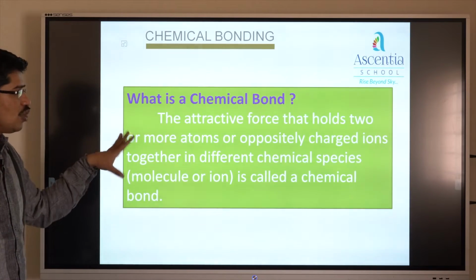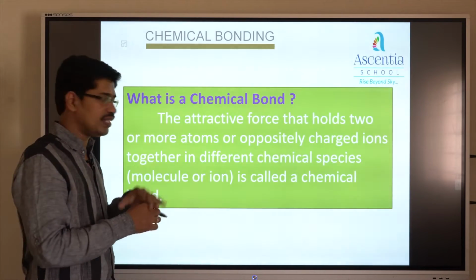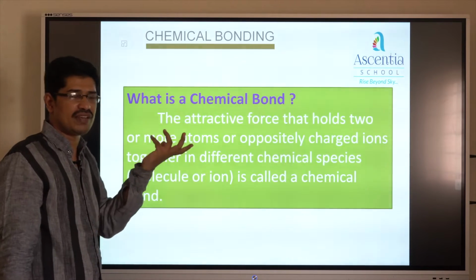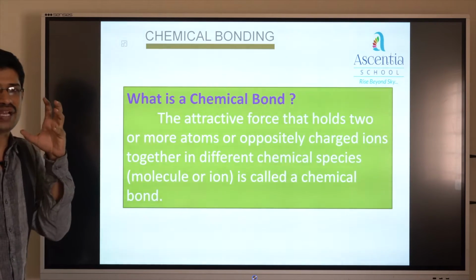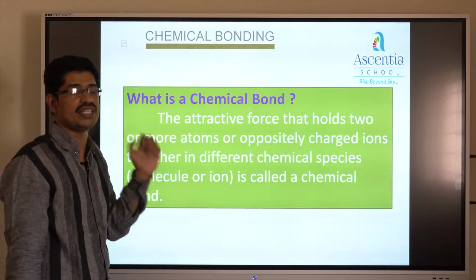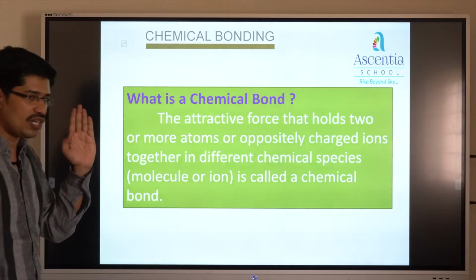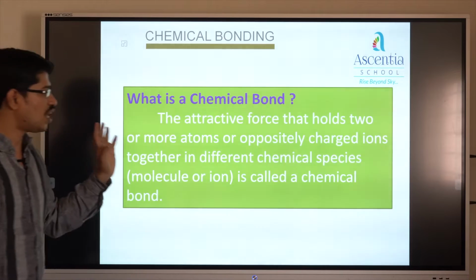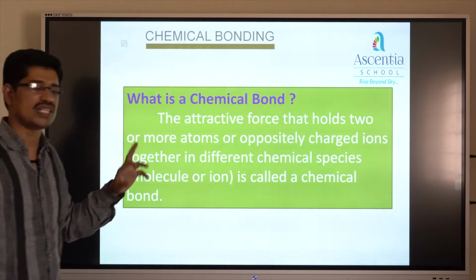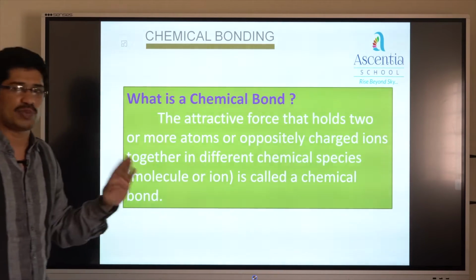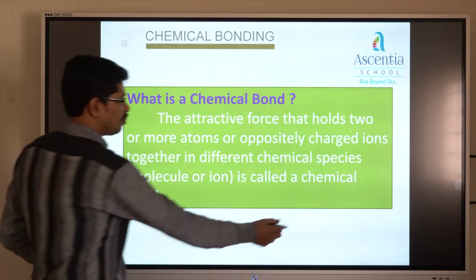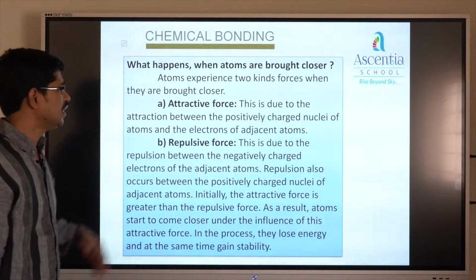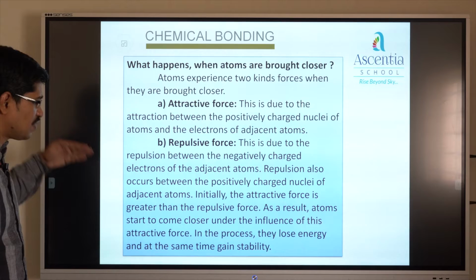So in a chemical bond, the attractive forces hold together by means of oppositely charged ions or by sharing of electrons. That mechanism which holds them together is called a chemical bond. A chemical bond is nothing but the force of attraction which holds two or more atoms, oppositely charged ions, or different chemical species together. Then comes what exactly the forces of attraction and the forces of repulsion are.